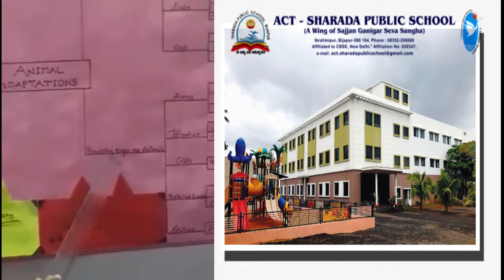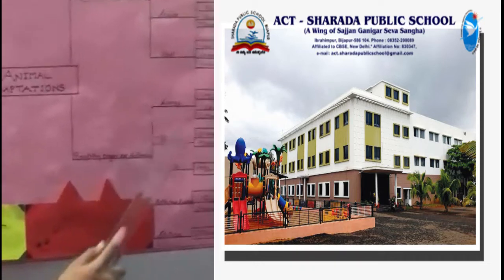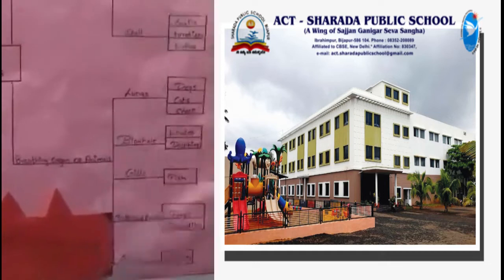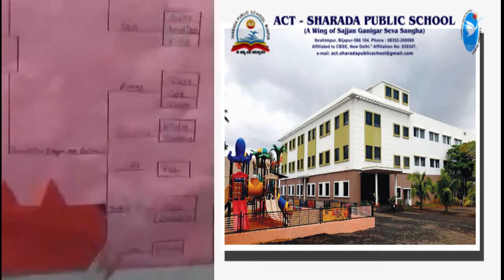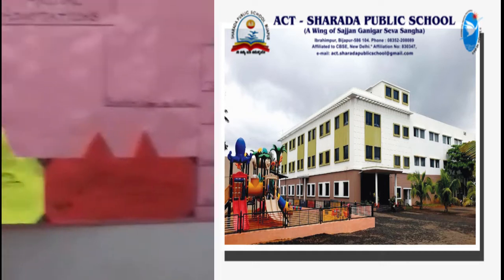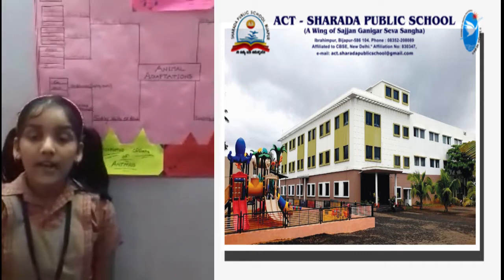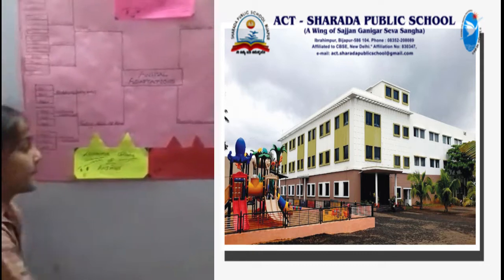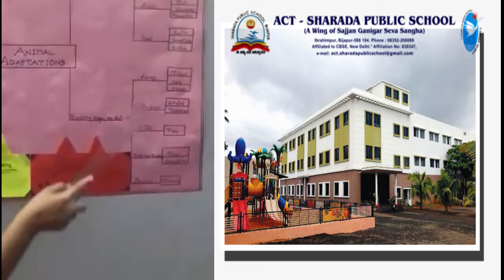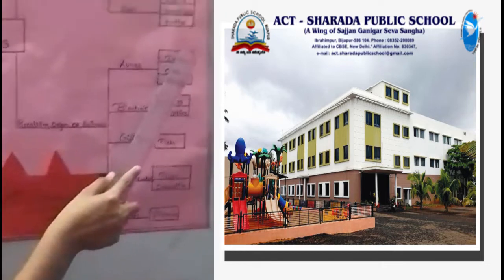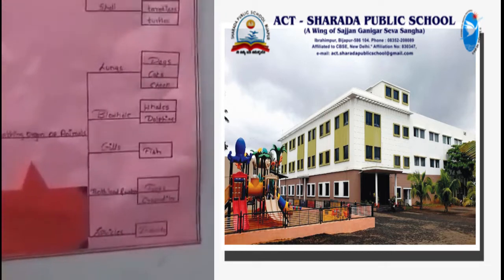Next we have breathing organs of animals. There are five types, which are lungs, blowhole, gills, and both land and water. Both land and water just means the animals which live in both land and water. And last we have the spiracles. In the lungs, the examples are dogs, cats, and sheep. They breathe through the lungs.